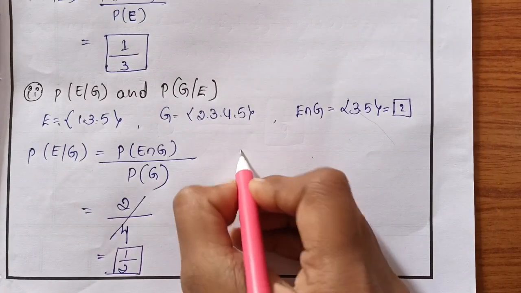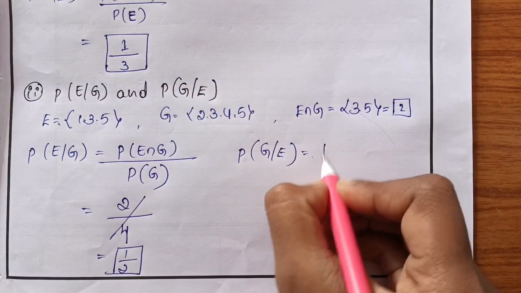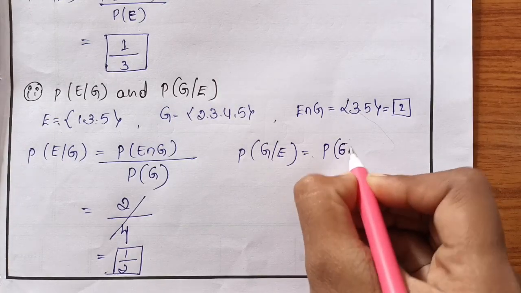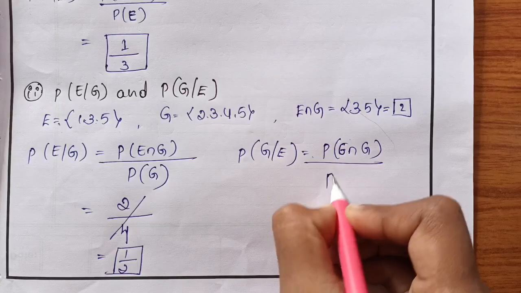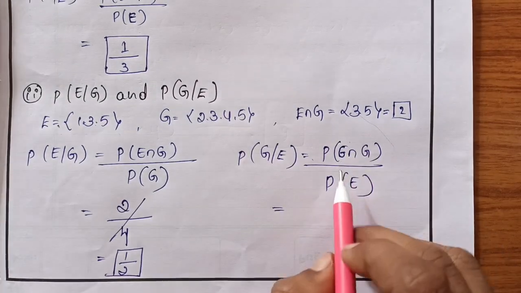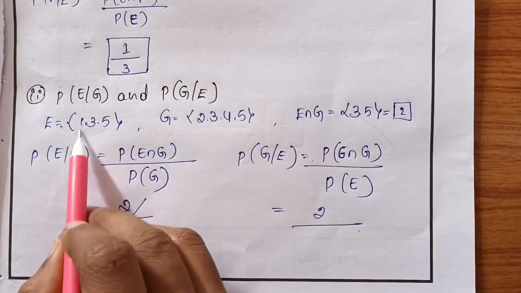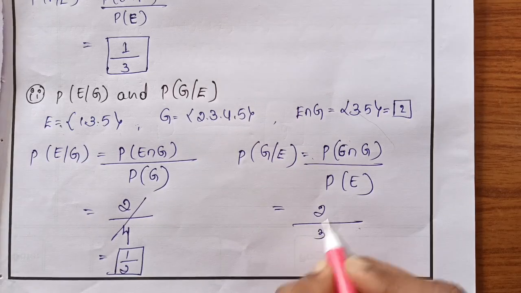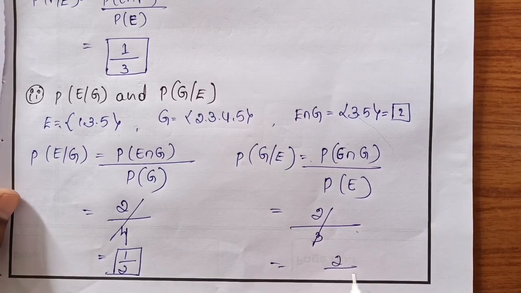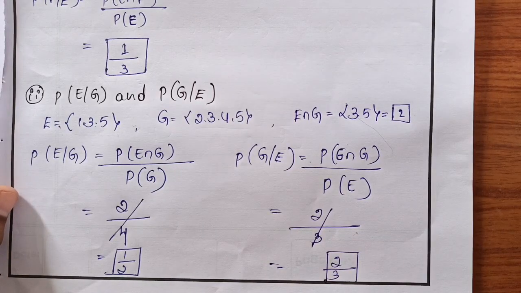Here we find out probability of G by E. Probability of E intersection G divided by probability of E. What is the value of E intersection G? 2 elements are available. Probability of E is 3 elements. So answer is 2 by 3, it does not cancel. So here we write it 2 by 3 as it is. So answer is 2 by 3.